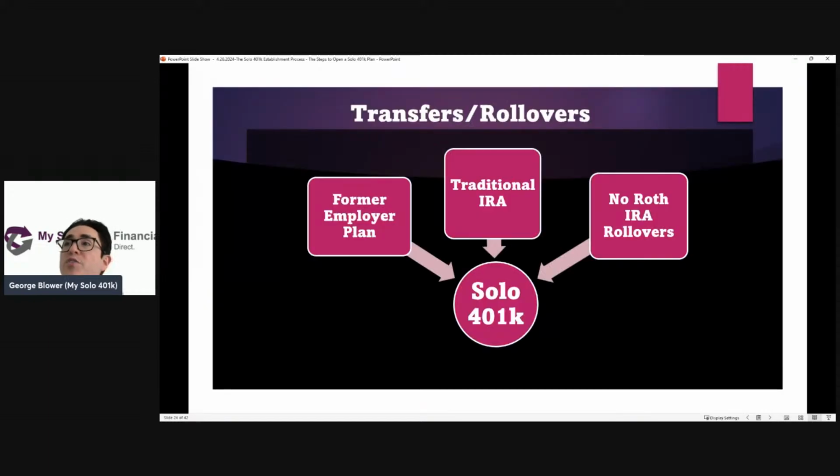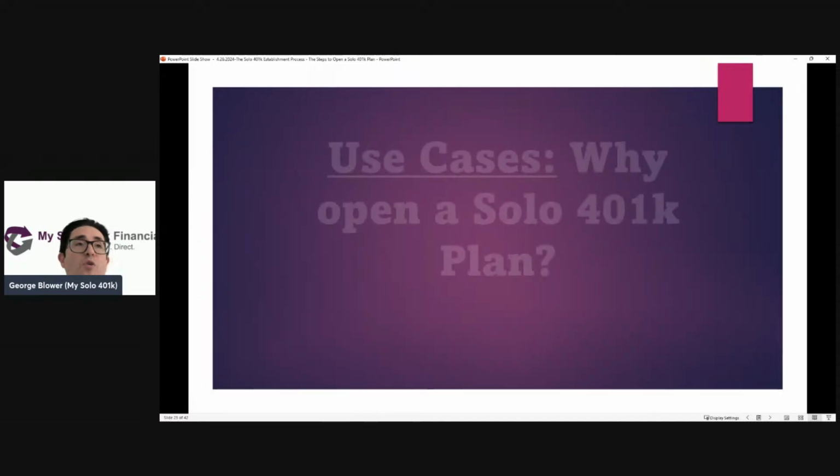Transfers, rollovers is a good slide, as it just illustrates, okay, you can roll over money from a former employer plan, a traditional IRA, but not a Roth IRA, because the Roth IRA rules don't allow for those types of rollovers. They don't allow for rolling over funds to any type of 401k, including a solo 401k.